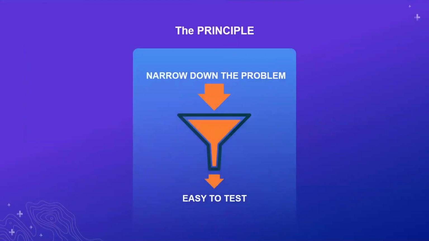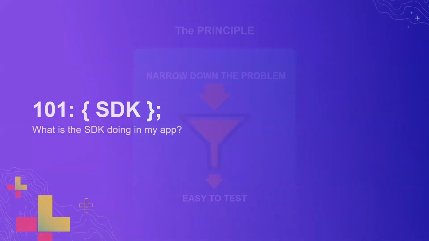The principle which you will see associated with every tip and trick we are going to discuss ahead is that you should always narrow down the problem. We all develop amazing applications, but with their huge scale, it can sometimes become difficult to search for the root cause of an issue. This principle will help to narrow down the problem, which ultimately makes it easier to test. With this, let's start with our first module.